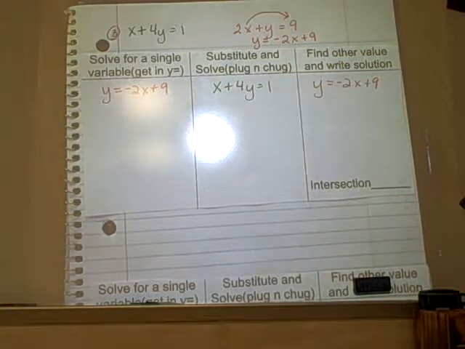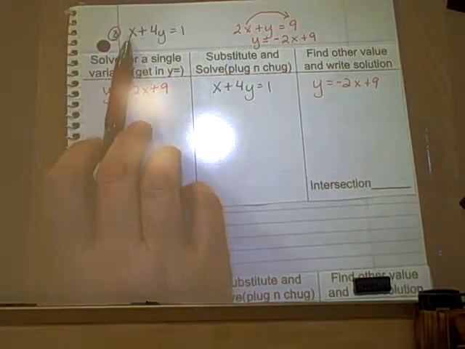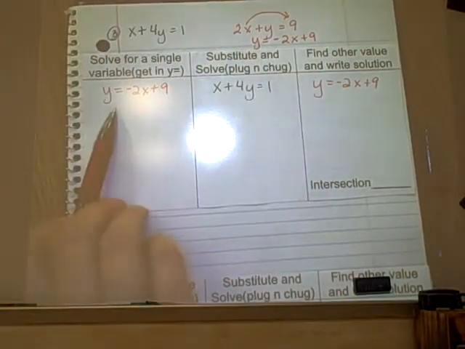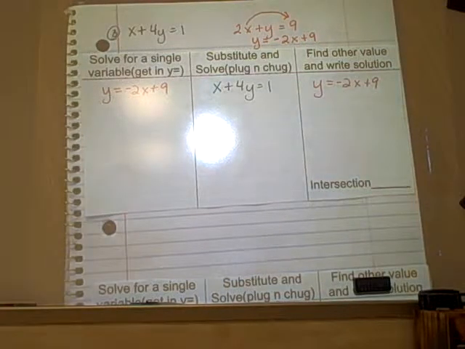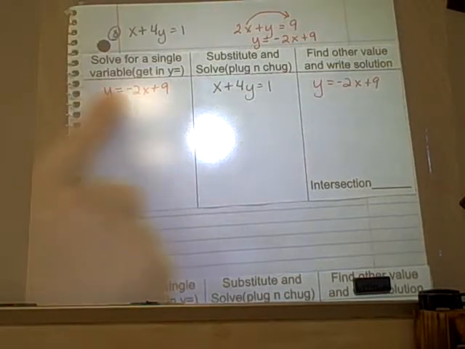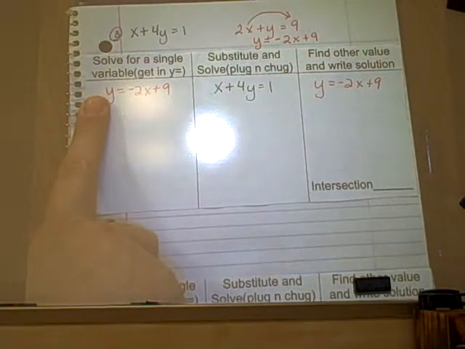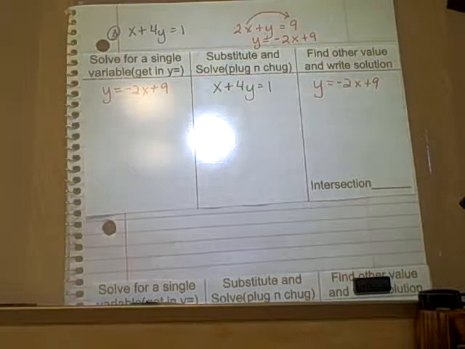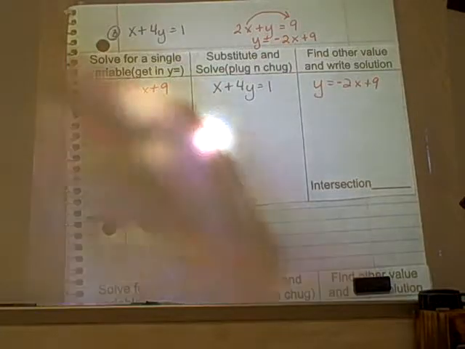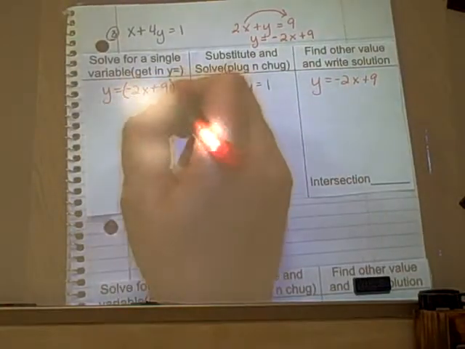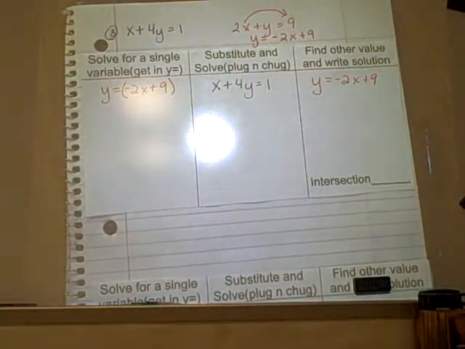You have to have one of the variables all by itself. So like this one, the y is all by itself now that I fixed it. So you have to pick one of them to get one of the letters all by itself, whichever variable you want. Okay, so right now this tells me that negative 2x plus 9 is going to go in for y.